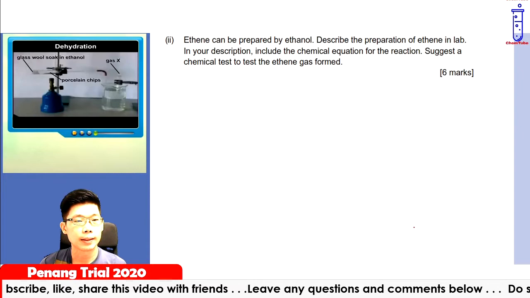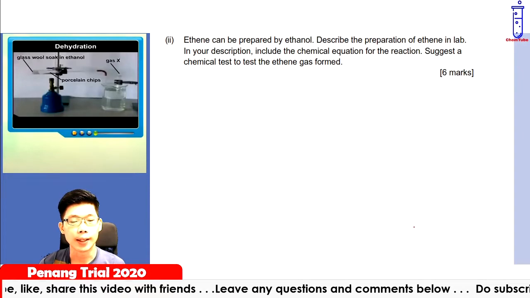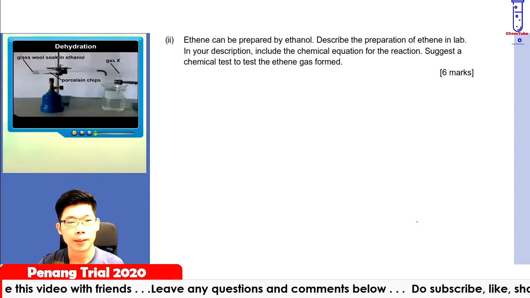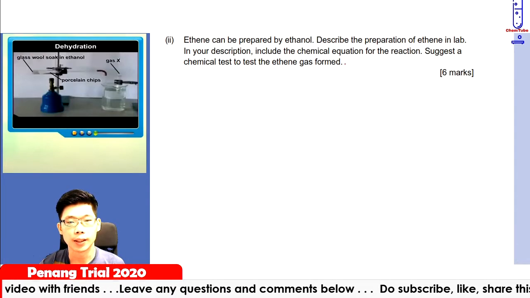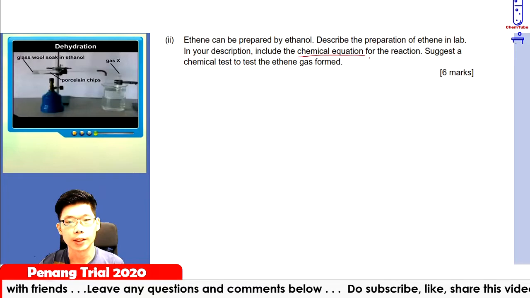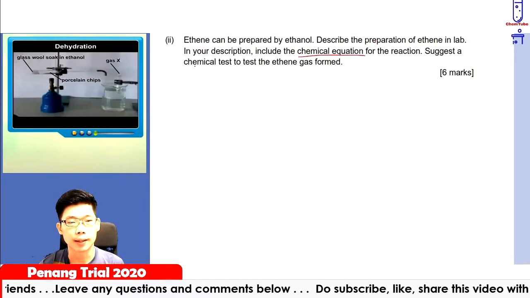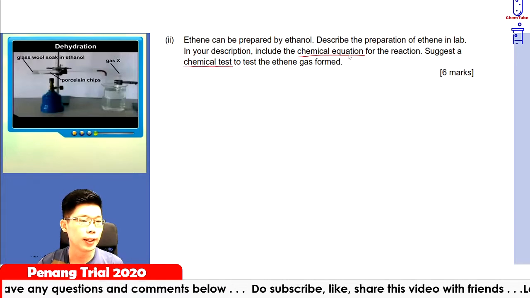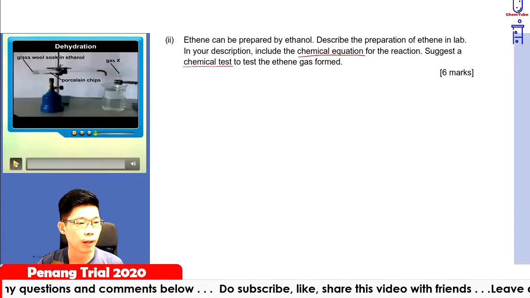Next, ethene can be prepared from ethanol. So describe the preparation of ethene in the lab. In your description, include the chemical equation for the reaction, and suggest a chemical test to test the ethene gas. So for this, I'll show you one video. Have a look here.